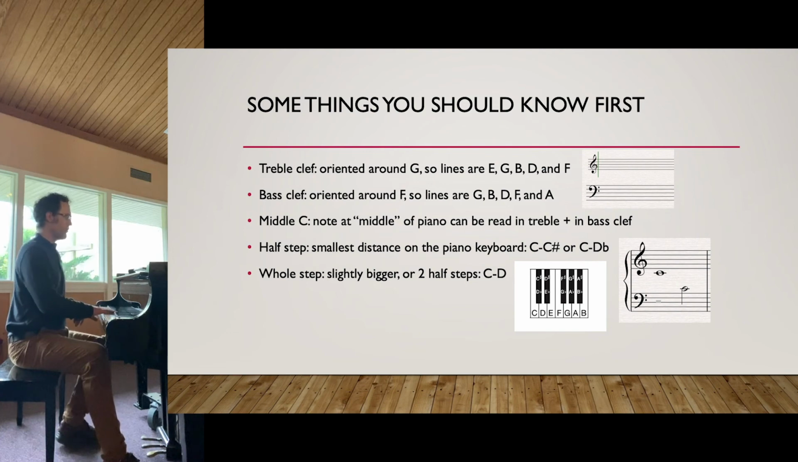Middle C is the note in the middle of the piano. Okay, so it can be read in treble and in bass clef, so it kind of swings to either side. A half step is the smallest distance on the piano keyboard, so you can spell it, for instance, C to C sharp or C to D flat. A whole step, on the other hand, is going to be slightly bigger. It's going to consist of two half steps. For instance, C to D has two half steps, C to C sharp and C sharp to D.